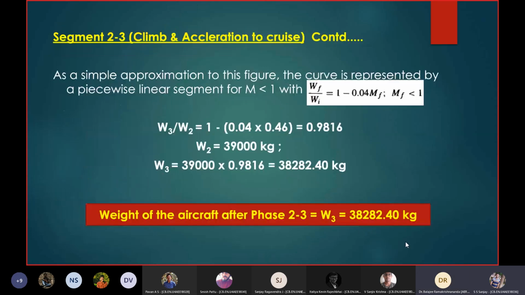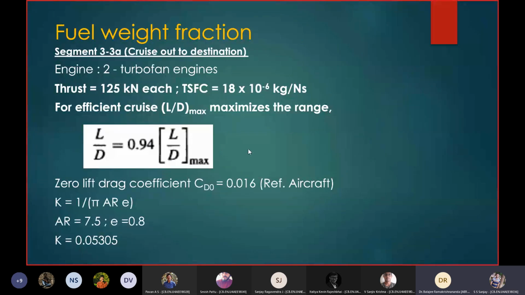You should also keep track of the weight of fuel after each phase. Okay, sir. Yes, sir. I forgot to mention it here, but I'm adding all those at the end. Okay, that is most important. Yes, sir. I have tabulated those things, sir.